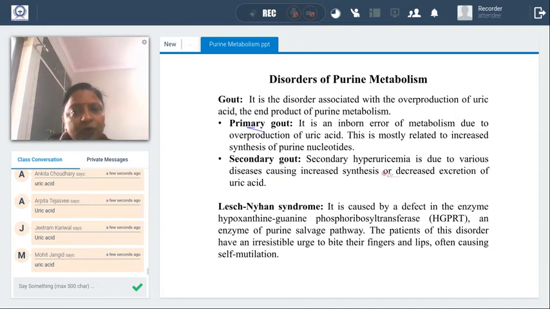Secondary gout is also called secondary hyperuricemia, because in the blood we can find this uric acid. Secondary hyperuricemia is due to various diseases, and an important one is Lesch-Nyhan syndrome. It is caused by a defect in the enzyme HGPRT. Patients with this disorder have an irresistible urge to bite their fingers and lips, often causing self-mutilation. It is a mental disorder type disease.